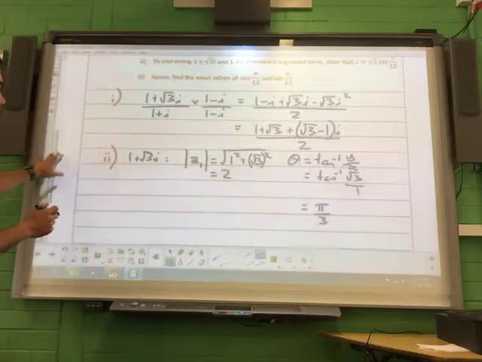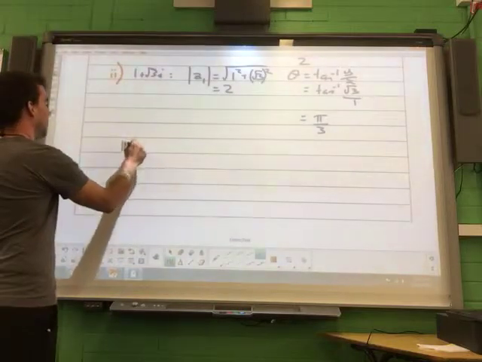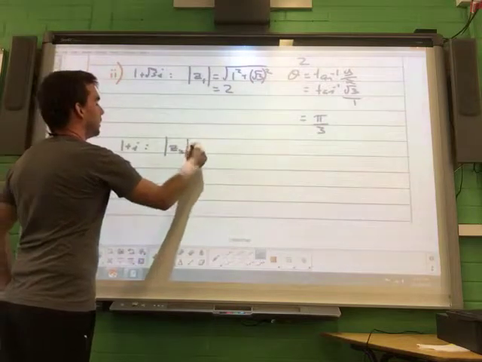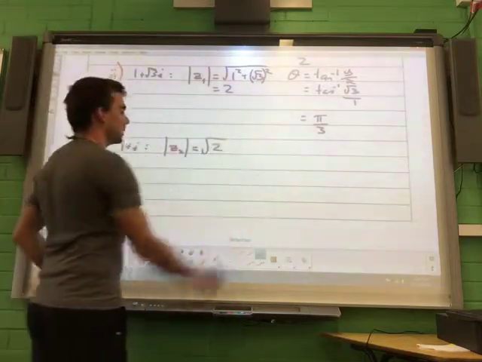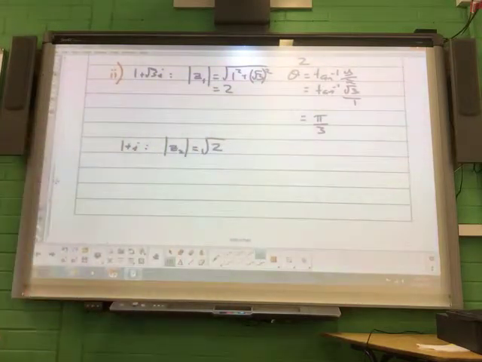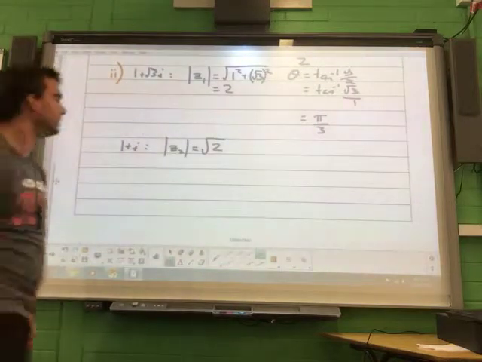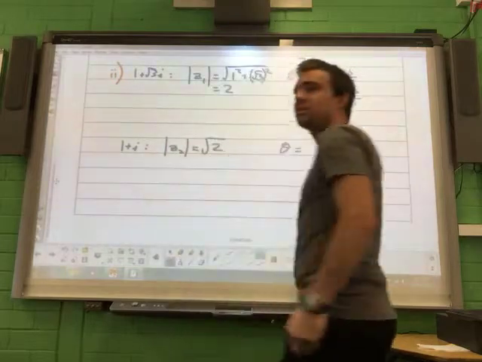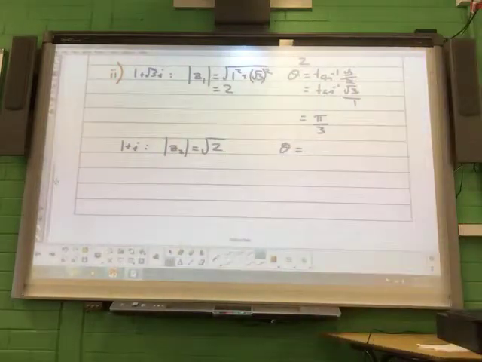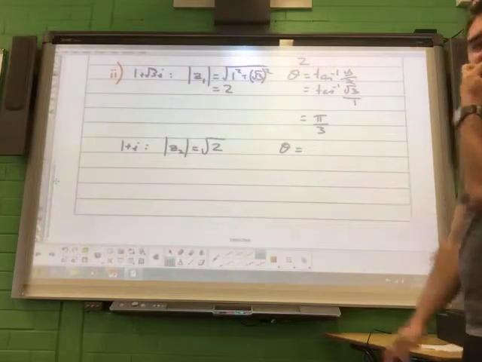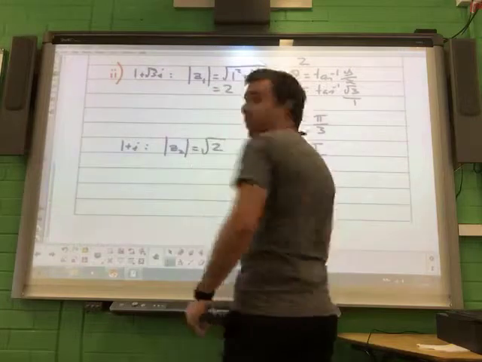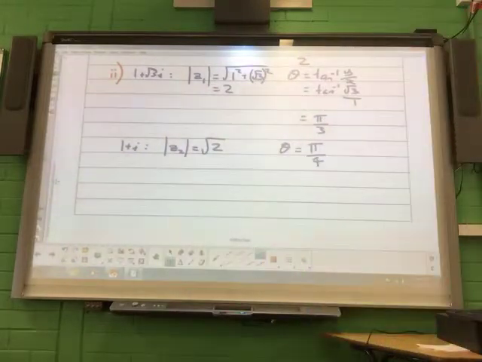What's the other one? 1 plus i. So modulus, we'll call it Z2. Square root of 2. That should be trivial there. And the argument is tan inverse of 1 over 1. 45, which is what in radians? Pi on 4. And we're in the first quadrant again, so we just need to consider the basic angle.